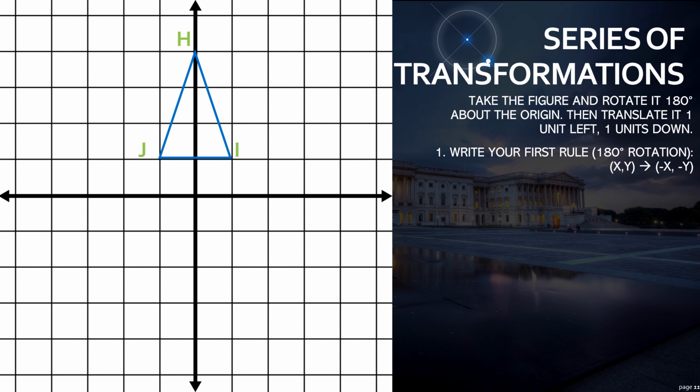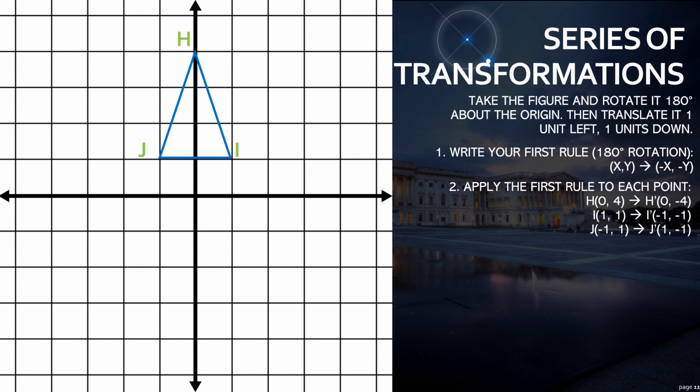Write the rule that you're going to use first. This is my recommendation to you. Your teacher might have something different, but I like to work with rules one at a time. So write your rule that you're going to use first, which is a 180-degree rotation. And then you're going to apply that first rule to each point. So I take H, I, J, and then I apply the rule to each point.